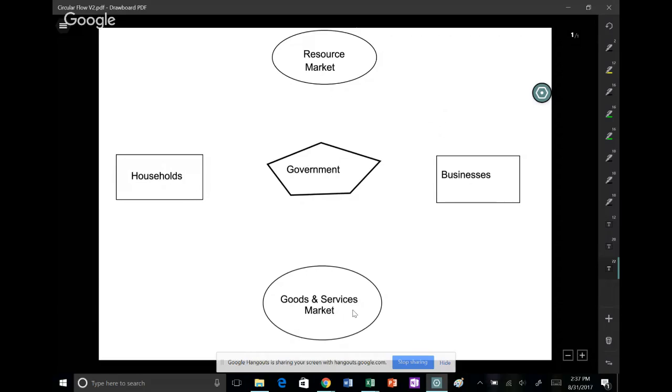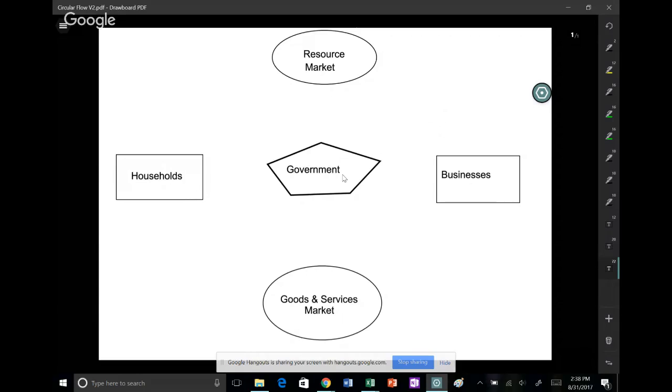Bottom center, we have an ellipse representing the goods and services market. Some textbooks will label this the product market; I prefer to say goods and services. And then, of course, dead center, I chose to use a pentagon. You could use a block or something else, but that's where I put the government, often in the middle of things, sometimes where it's not wanted.